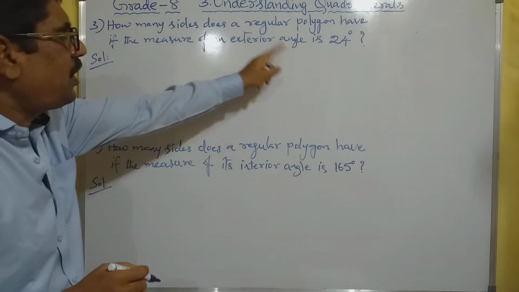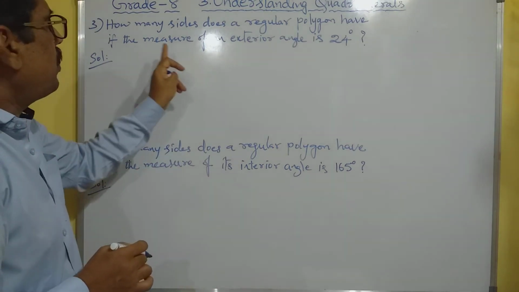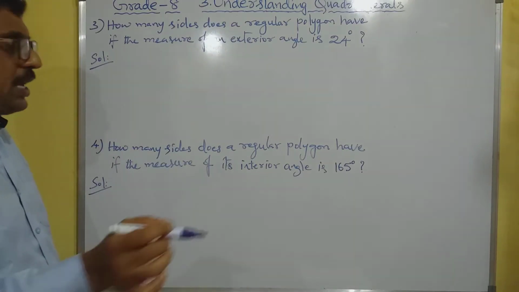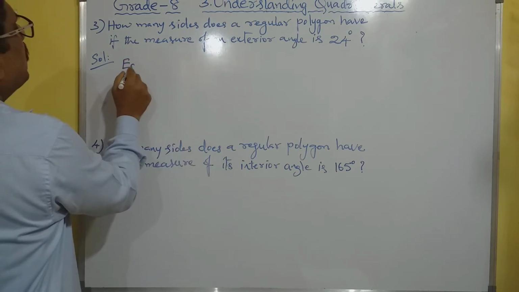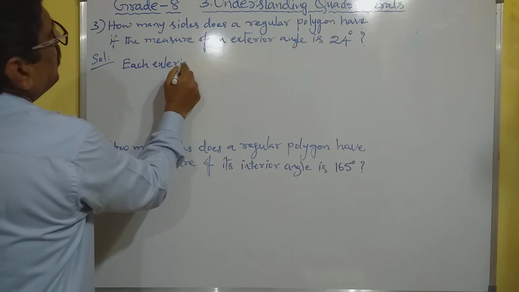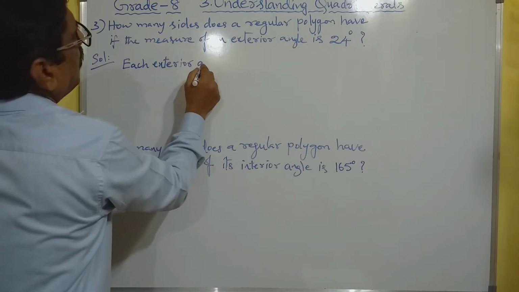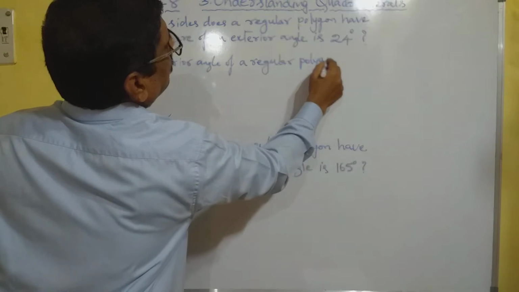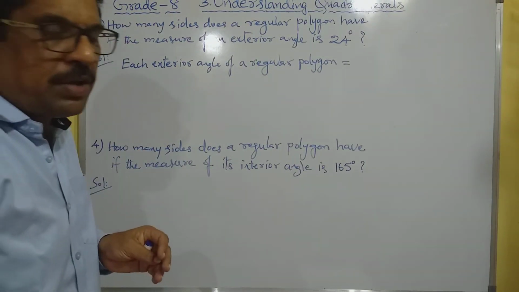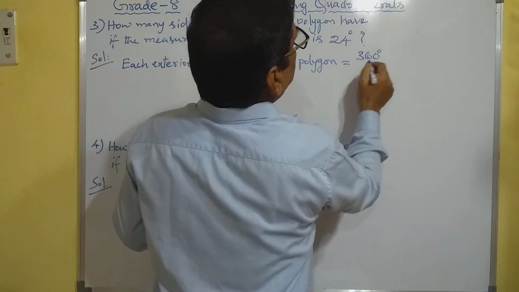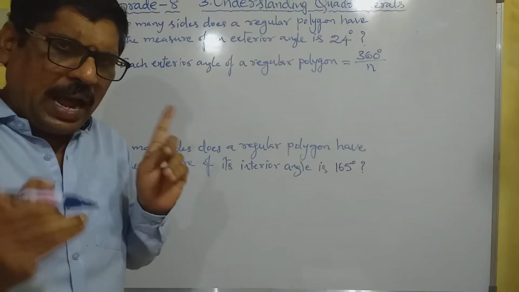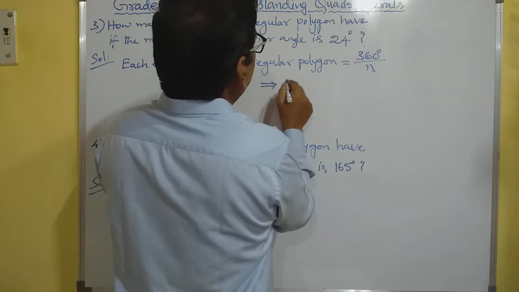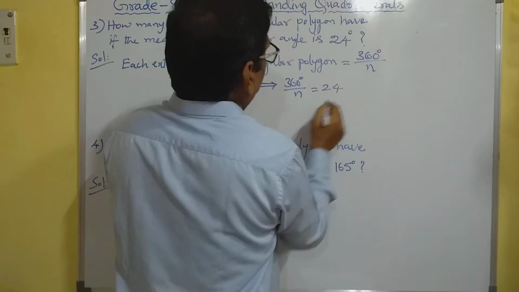How many sides does a regular polygon have if the measure of an exterior angle is 24 degrees? Okay, so measure of an exterior angle means each exterior angle. Each exterior angle of a regular polygon, what is the formula? Just look at the list of the formulae which I have given. That is 360 degrees by n. But the angle has been given as 24 degrees, so let us equate with that one. So 360 degrees by n is equal to 24.